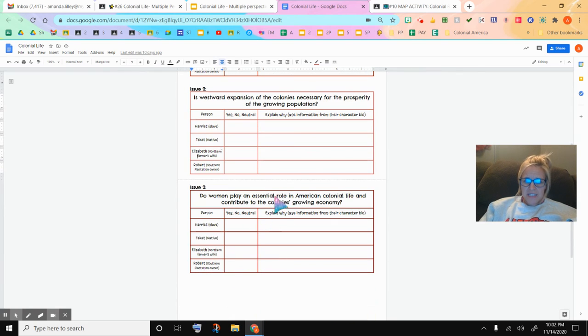The last issue is pretty easy, on the role that women play. So you'll just kind of answer based on what you know about them.